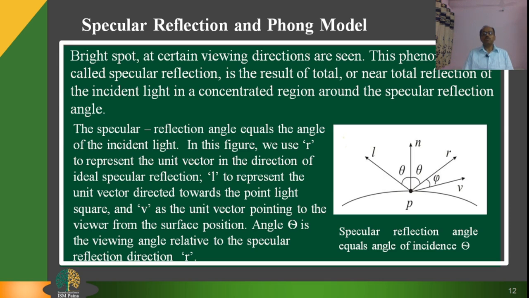In this figure, which is on the screen, we use R to represent the unit vector in the direction of ideal specular reflection, L to represent the unit vector directed towards the point light source, and V as the unit vector pointing to the viewer from the surface position. Angle theta is the viewing angle relative to the specular reflection direction R. For an ideal reflector, I mean a perfect mirror, incident light is reflected only in the specular reflection direction. In this case, we could only see reflected light when vectors R and V coincide, with theta equal to 0.